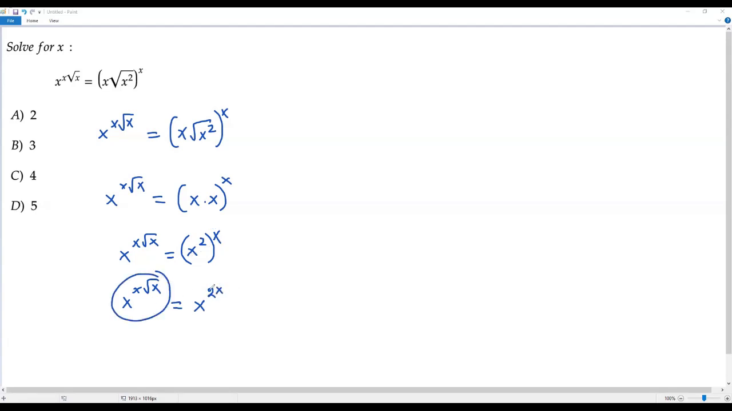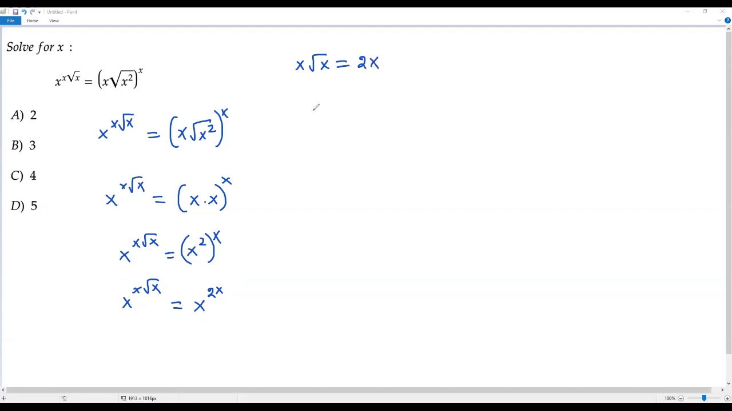Here two terms are equal with the same base. The base on the left side is x, the base on the right side is also x. So according to the one-to-one property of exponential equations, whenever two terms are equal with the same base, we can equate the exponents. So when I equate the exponents, I'm getting x times square root of x equals 2 times x.